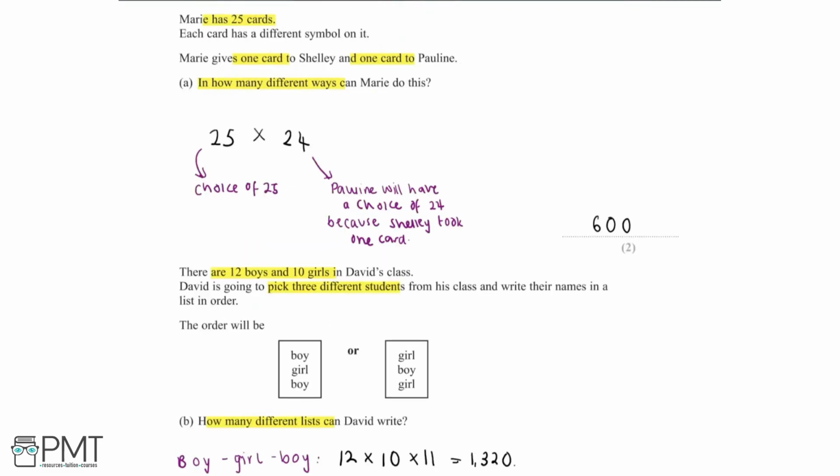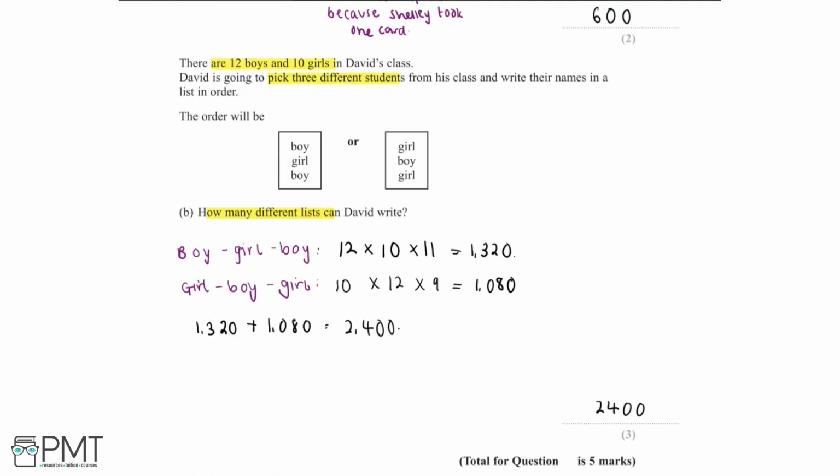Now this question is worth 5 marks, so let's take a look at where these marks are allocated. The first mark in part A is for a process to find the number of combinations by doing 25 multiplied by 24. And the second mark in part A is for getting the final correct answer of 600.